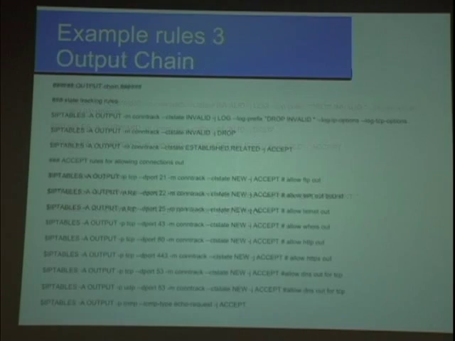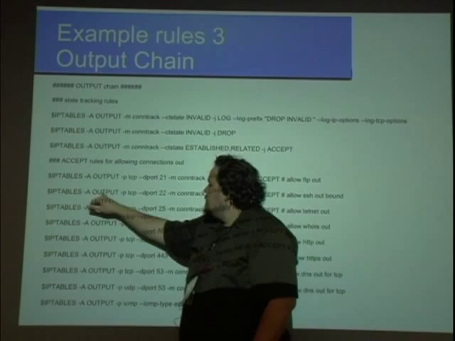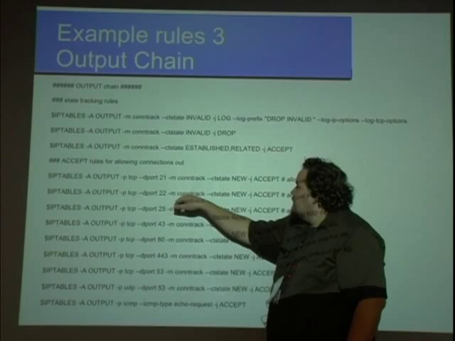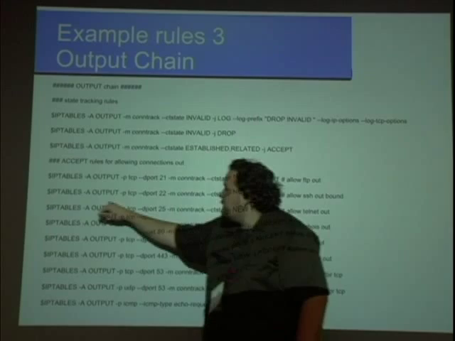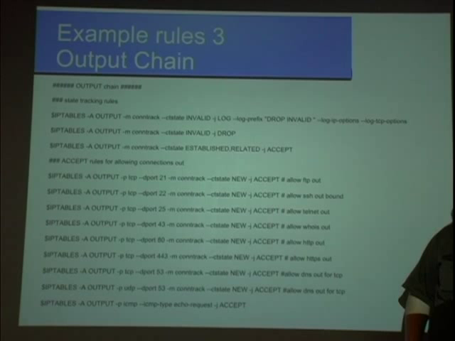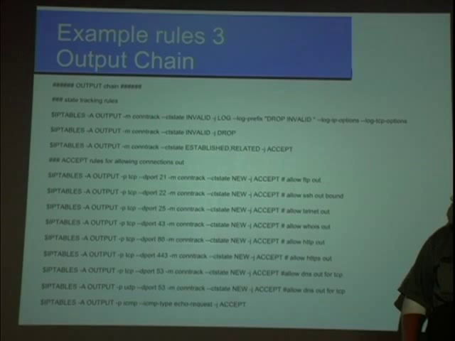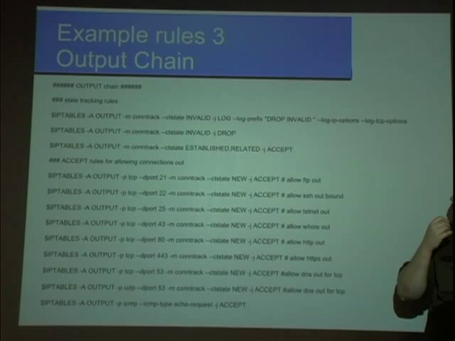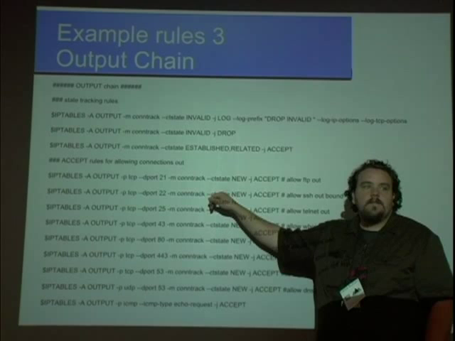Let's go over this a little bit. Does anyone have any questions about the syntax? Protocol TCP, destination port 22, connection track state new, accept. So we're going to accept inbound connections for TCP on 22. What's the difference between the conntrack module and the state module? I remember you have to use dash m state. I think this just enables the stateful tracking, but that's something I'd have to look up.